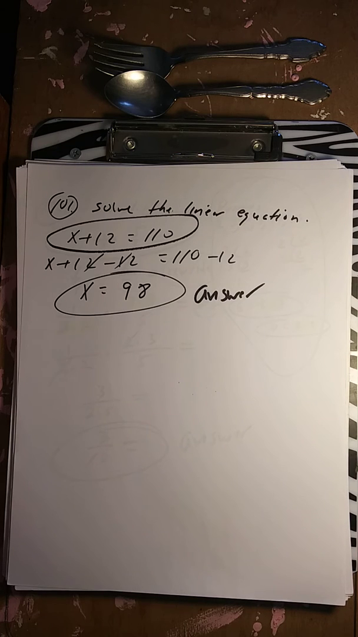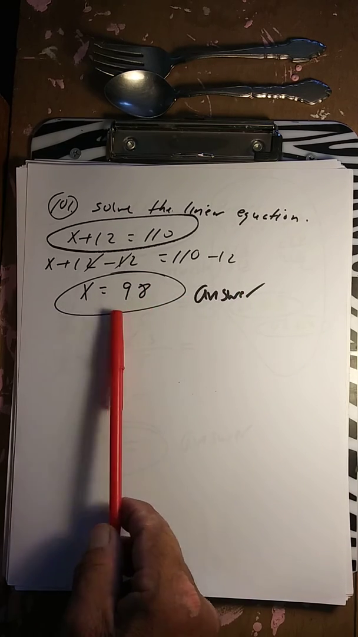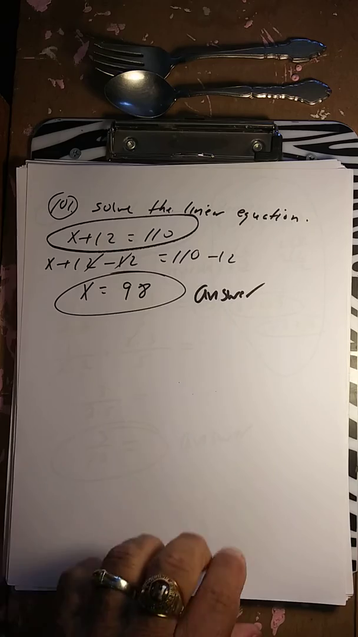Solve the linear equation. X plus 12 is 110. So I'm going to go minus 12. So x must be what? 98.